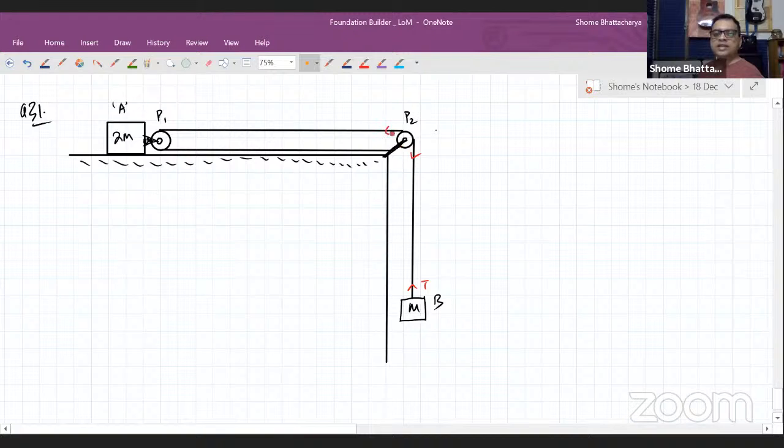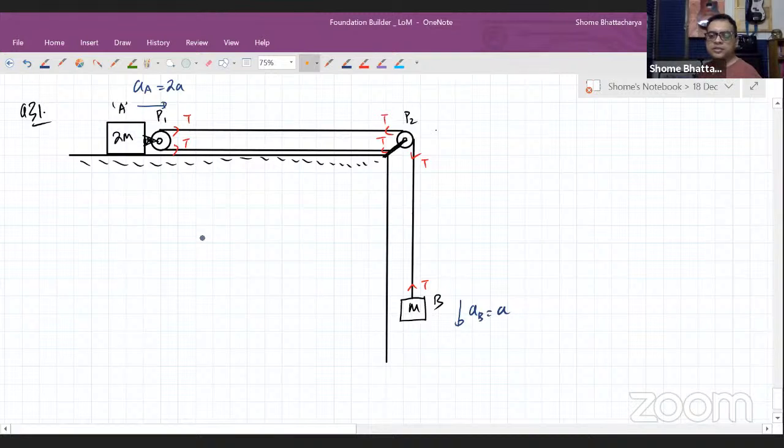Uniform amount of tension acting everywhere, because it's a massless thread after all. And because the string is going around like this over here, very important that if this has an acceleration of A, what about this one's acceleration? This will become how much? It will become 2A.